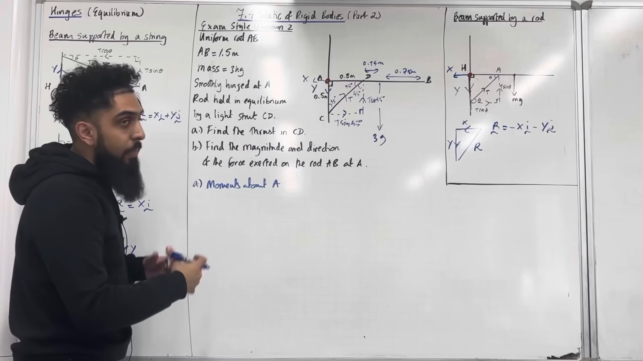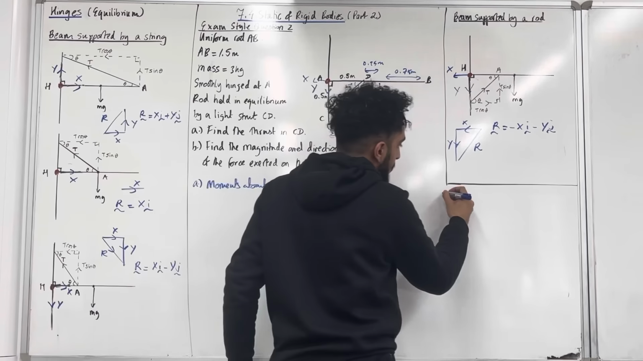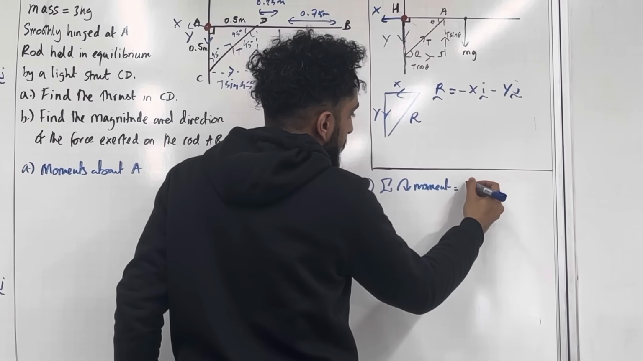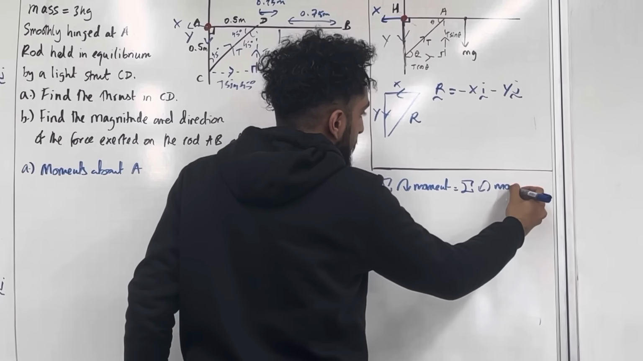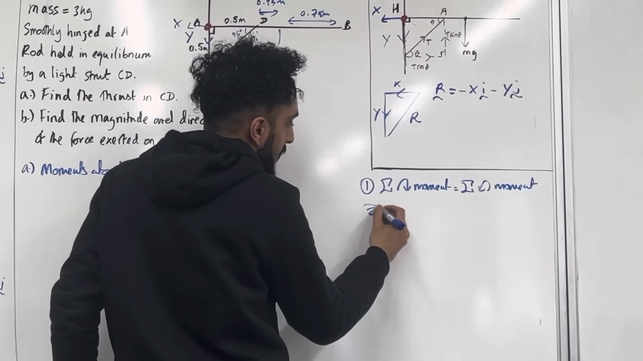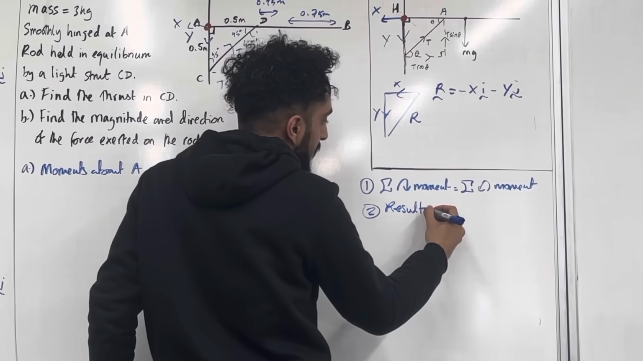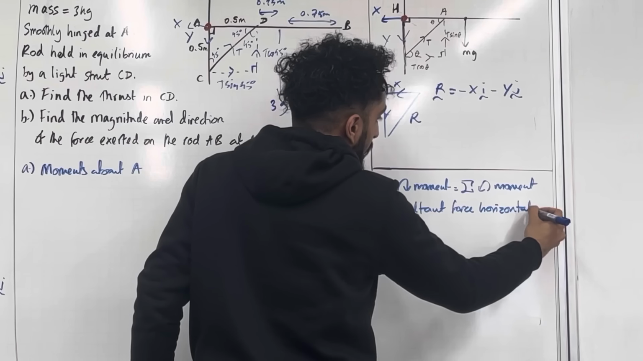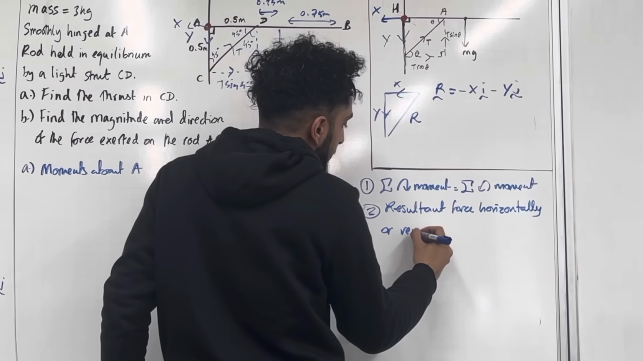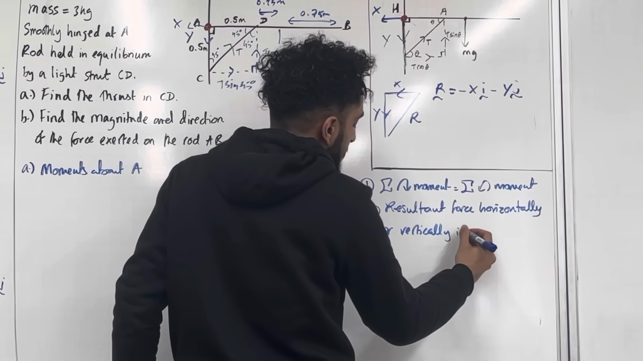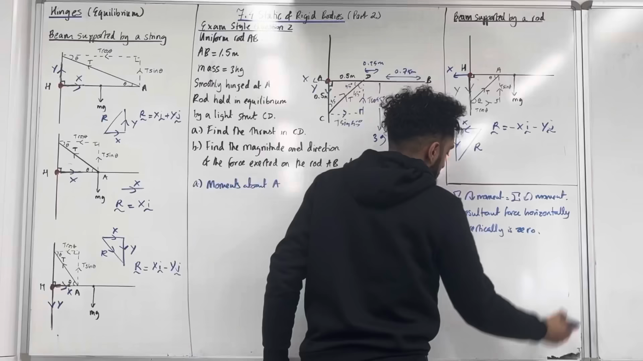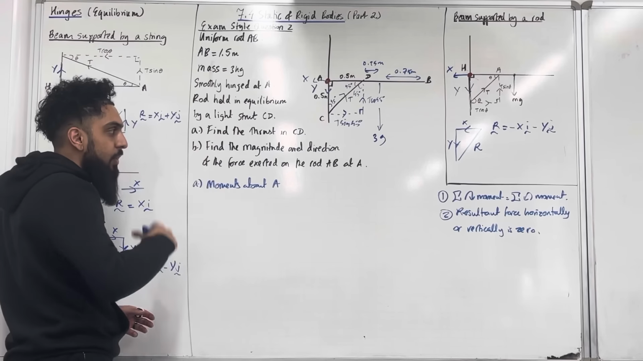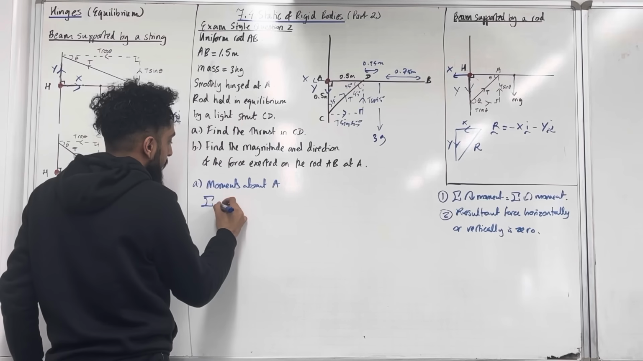What do we know about a body being in equilibrium? Well, number one, the sum of clockwise moment is equal to the sum of anti-clockwise moment. And number two, the resultant force horizontally or vertically is 0. So in part A, I'm going to be using that first condition. Sum of clockwise moment is equal to sum of anti-clockwise moment.